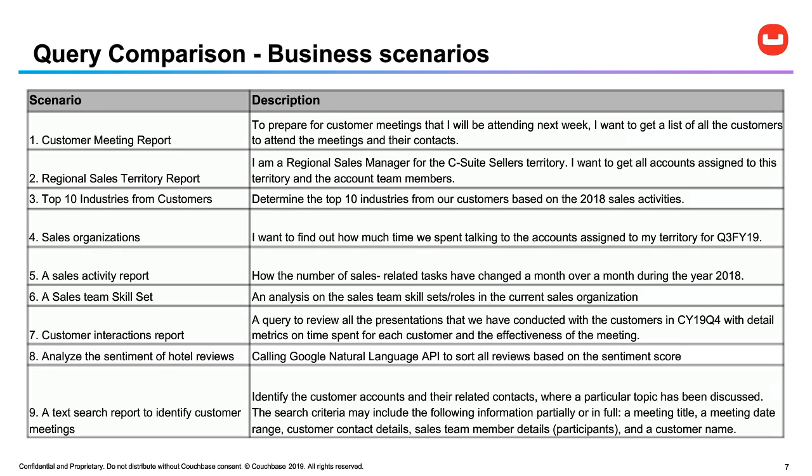There is also a regional sales territory, where a sales manager wants to find out all of the accounts, i.e. the customers assigned to his territory, and the account team members. And the third case is just a top 10 industry list from all of the customers that you work with. So these are very common kinds of queries that users do in this application.